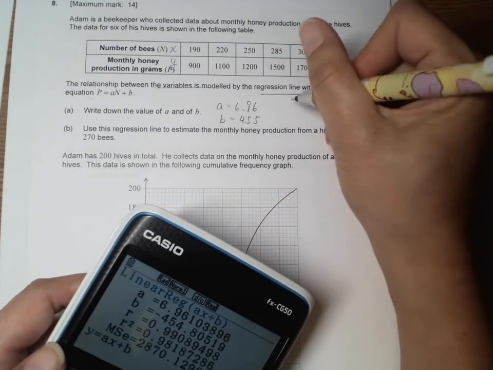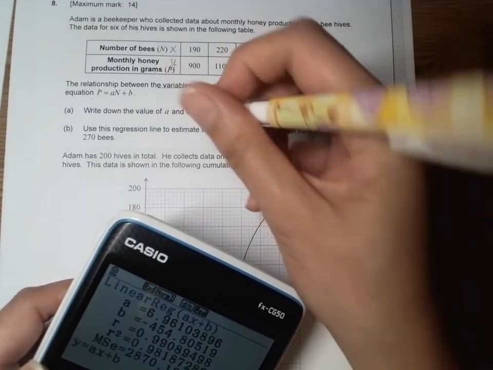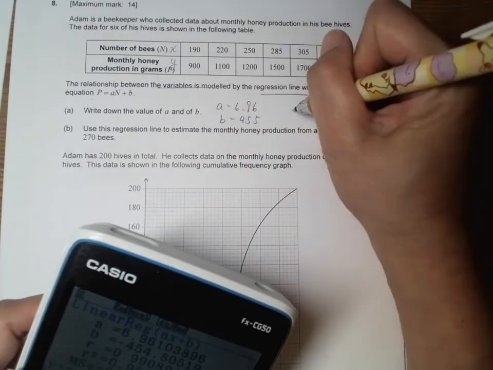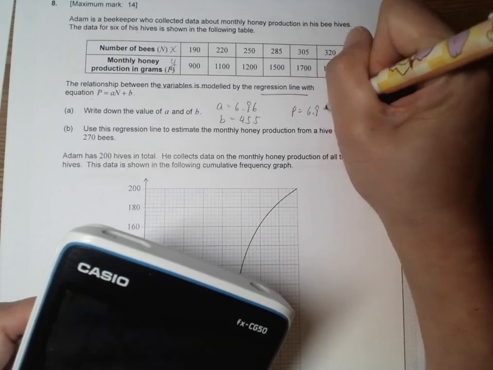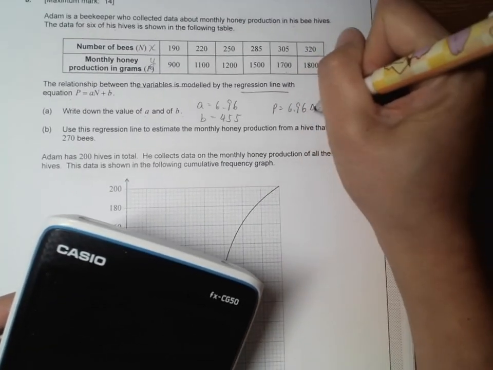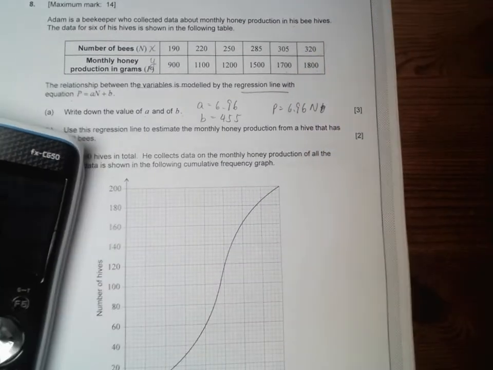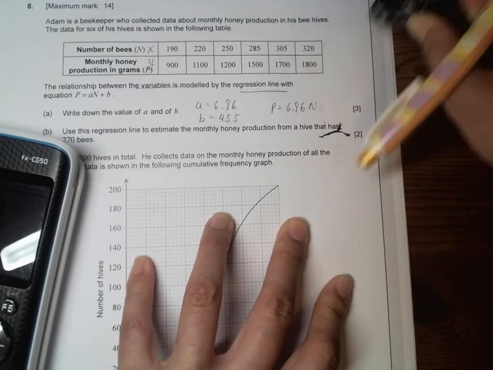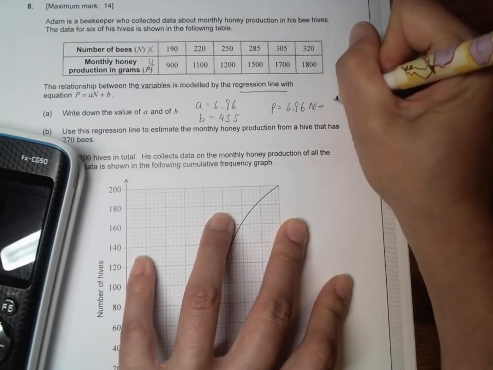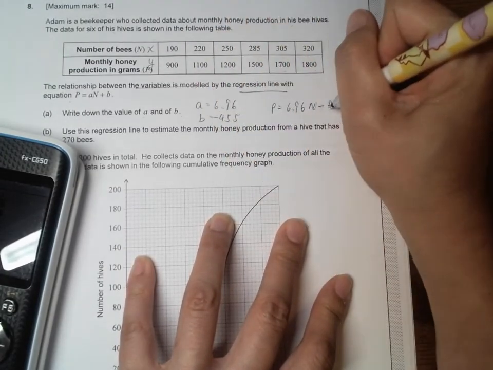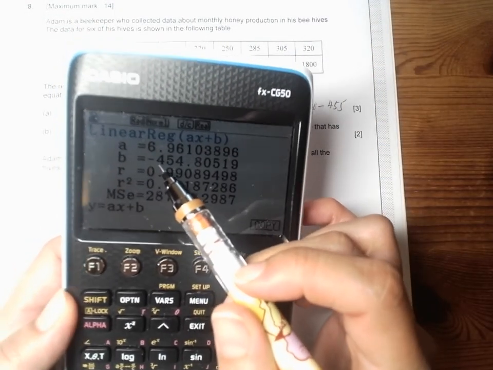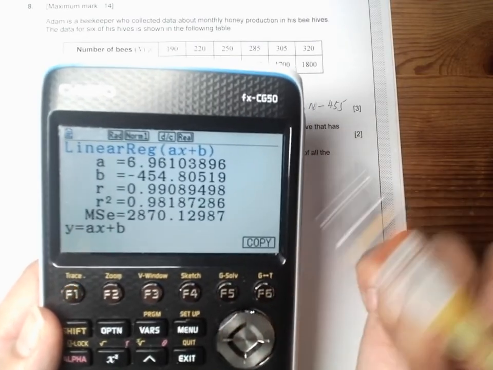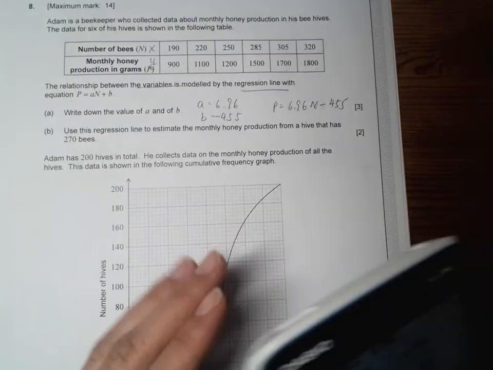So if you want, you can write it down, because the question is asking you the value of A and B. You should be safe, but not always. You can still write it down like this. It is minus 455. So make sure you get that right. All right, so we got that minus here, and then we're done with the first part.